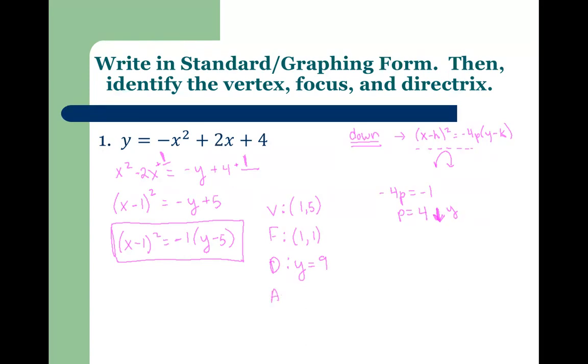I guess if it wanted the axis of symmetry, and if you want to practice graphing this, I think that's a great idea. If you want to practice finding x and y intercepts, I think it's a great idea for this. The axis of symmetry is going to be x equals 1. It's actually what these two have in common.